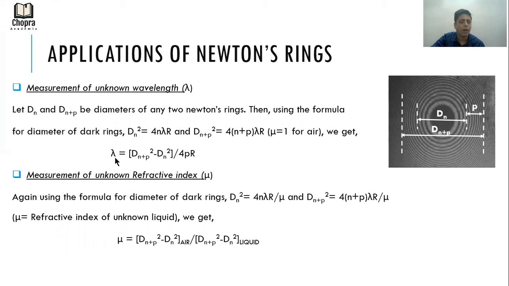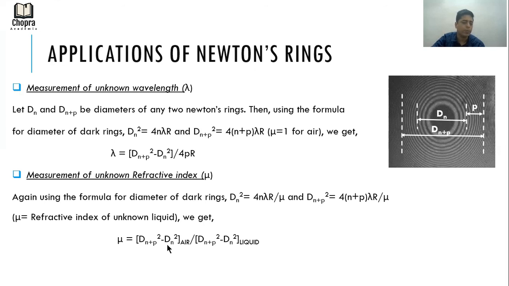Now, what if I have a refractive index mu for the liquid? Again, I will use the same formula, but in this case mu is not equal to 1 because we have placed some liquid. The same formula holds good, and doing the same thing, we get the refractive index of the unknown liquid to be (Dn plus p) whole square minus Dn square in air, divided by (Dn plus p) whole square minus Dn square in liquid.